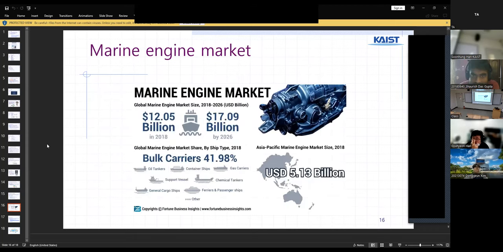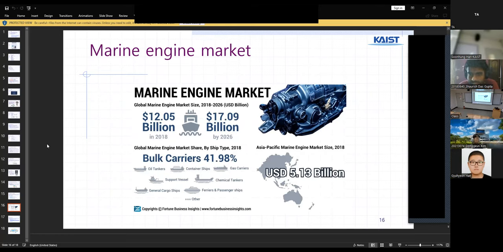Talking about the marine engine market, it's basically the market where all the engines for ships are sold. It's not as big of a market. I think it's because one engine can be used for a very long time, and to build a ship, it takes a very long time in itself. That's why it's a very slow growing market as well. As you can see, in 2018, the market was $12.05 billion. And by 2026, which is 8 years, it is projected to grow by just $5 billion.